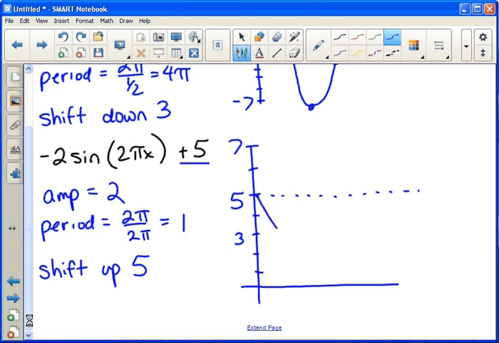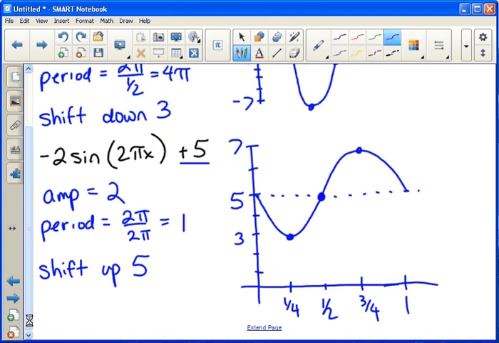Now my period is 1. So my end point right there is at 1. My halfway point is 1/2. And then the other two spots I need to mark are 1/4 and 3/4, because these need to correspond to the important spots: the minimum, where you cross your midline, the maximum, and the end point.